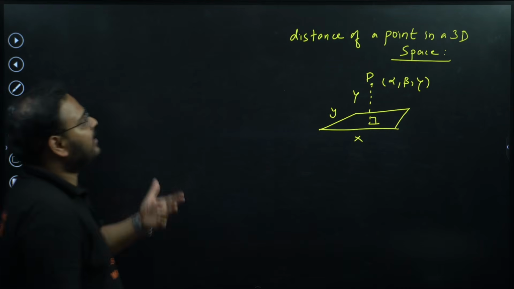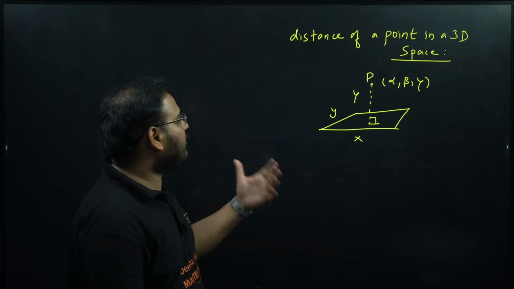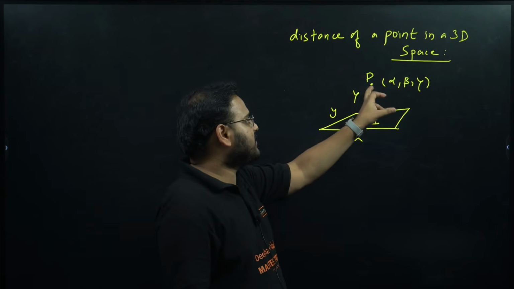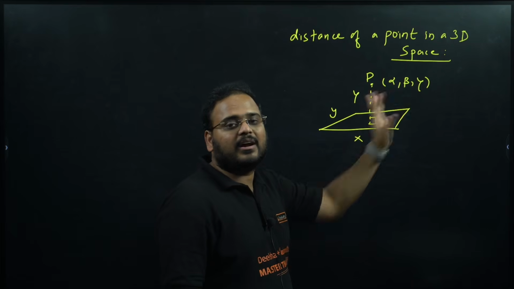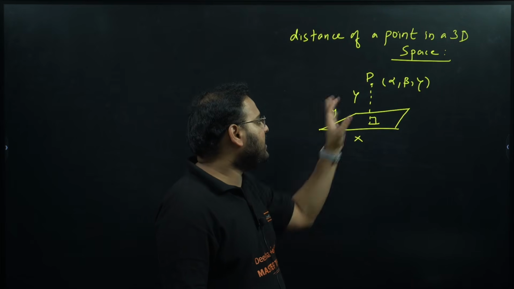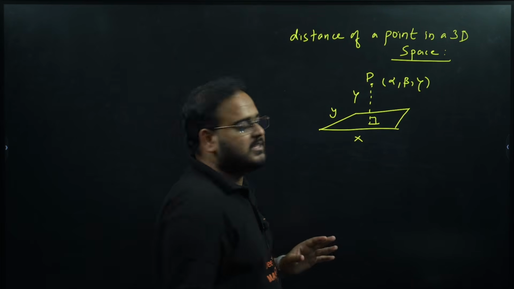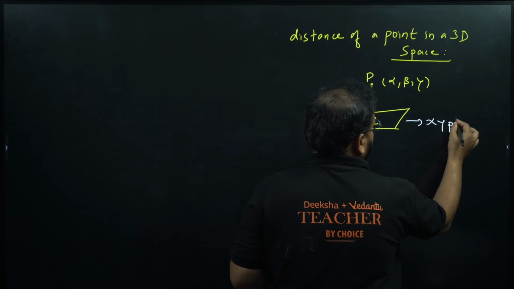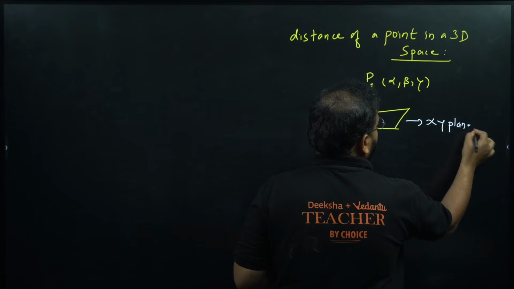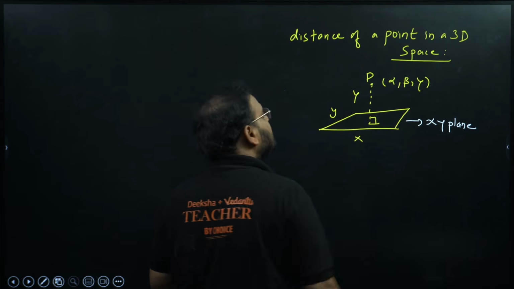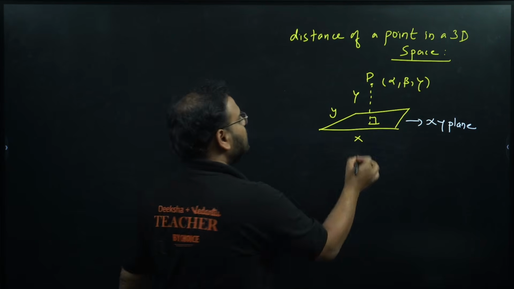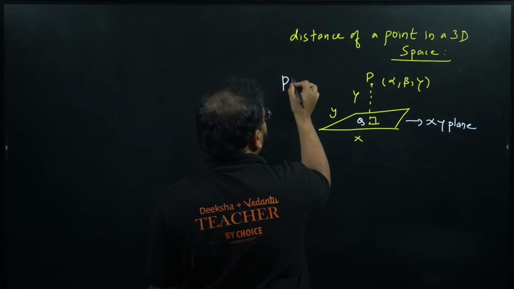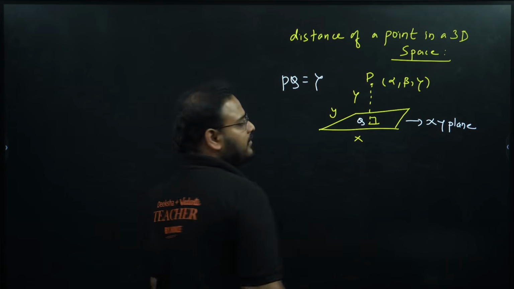Now, distance of a point in 3D space. Whenever we talk about 3D space, there will always be a plane. Let's say this point P is in 3D space, which has the coordinates alpha, beta, gamma. The distance of this point P from the XY plane, then this gamma becomes the distance. Can you see this? If this is a point, let's say Q, then PQ is the distance given as the value gamma.